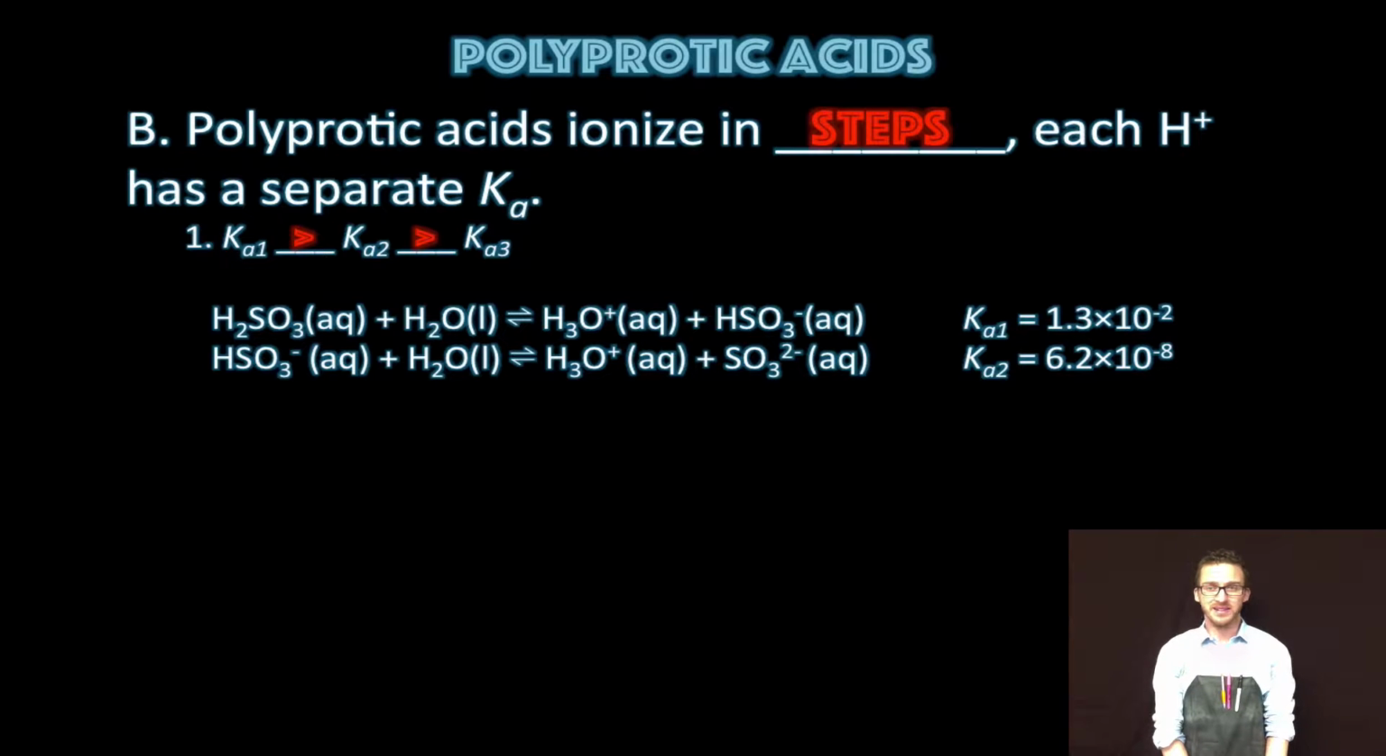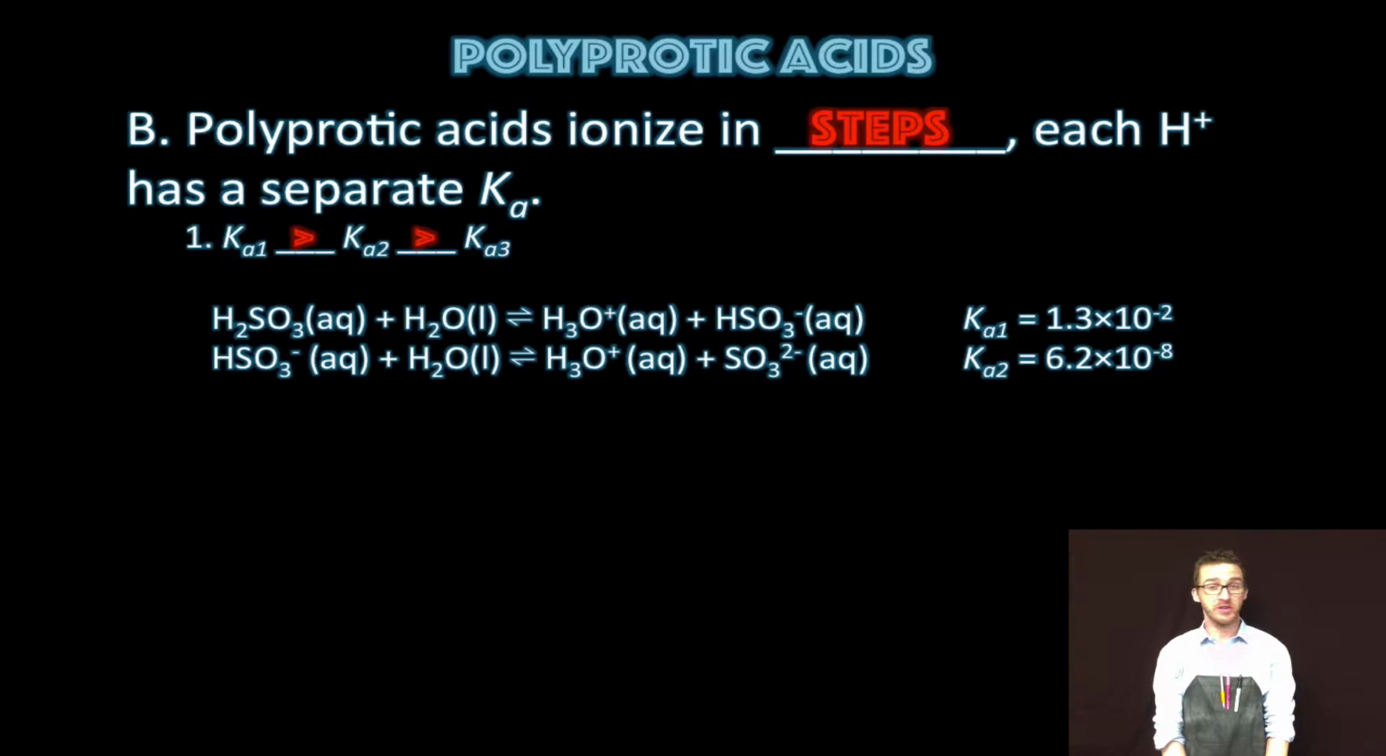Some things to keep in mind about polyprotic acids. They ionize in steps. In other words, you want to think about each of those hydrogen ions ionizing one at a time. And because of that, they each have a separate Ka value. However, as each hydrogen ion ionizes, the subsequent acids become weaker and weaker. And therefore, the Ka values of those subsequent acids become smaller and smaller.